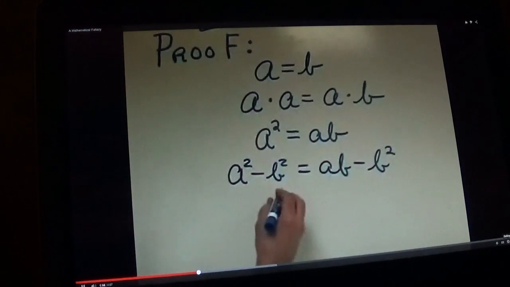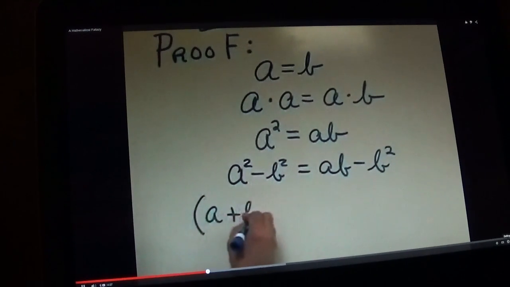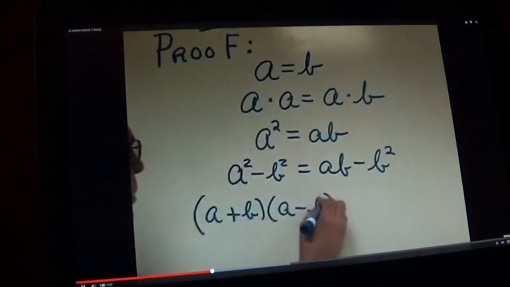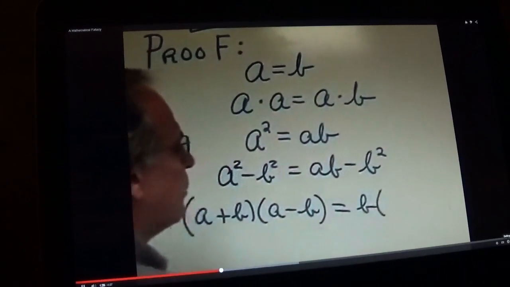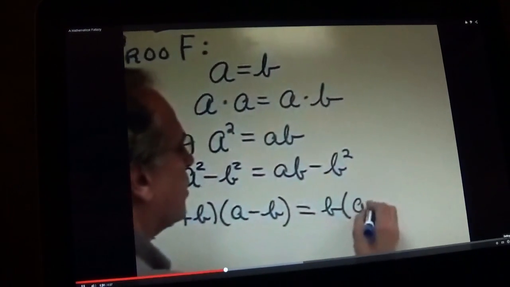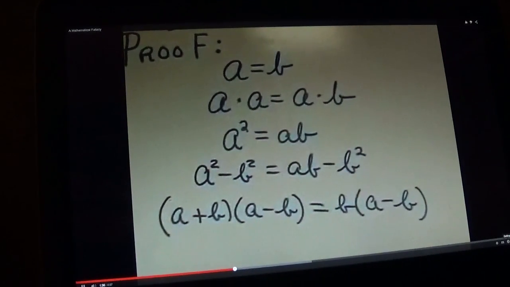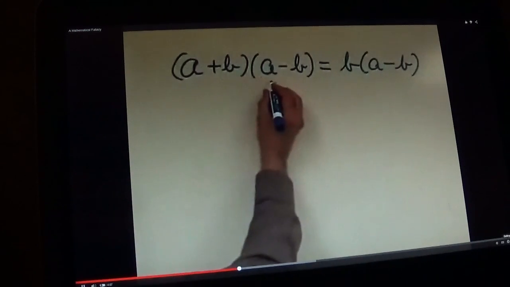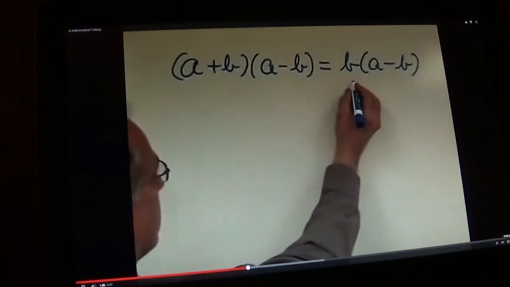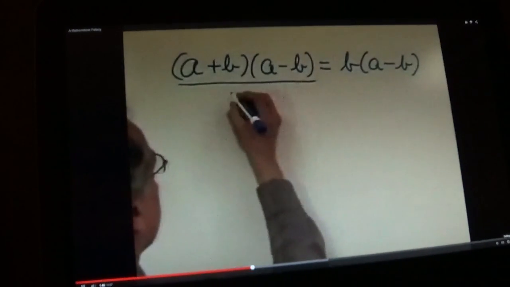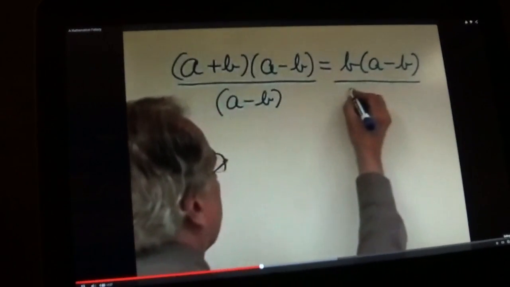Both sides are factorable. Here we have the difference of two perfect squares. The factors are A plus B, A minus B. On the right side, we have a common factor of B. If you factor out the B, the other factor is A minus B. We have two factors on the left side, A plus B, A minus B, and on the right side, B and A minus B. We'll divide the left side by A minus B and the right side by A minus B.